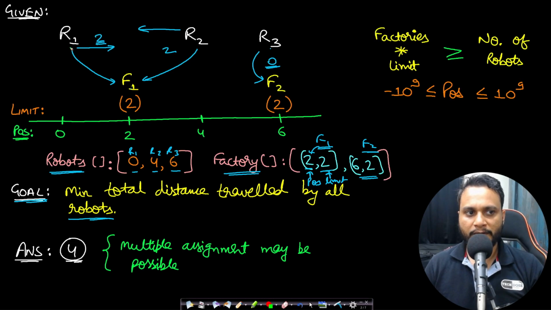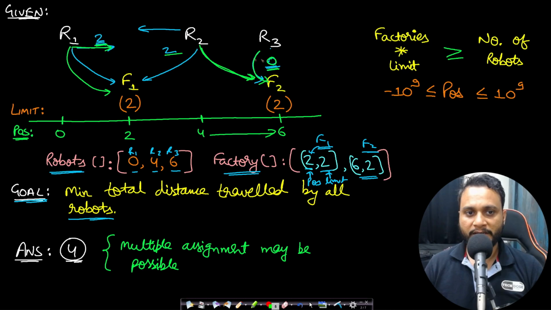You can say that I will assign R1 to F1 and R2 to F2 and R3 to F2 as well. Yes, it is possible. R1 has to still travel 2 units, R2 has to travel 2 units, but on the right hand side, because the gap between 4 and 6 is 2. R3 still does not have to travel anywhere.